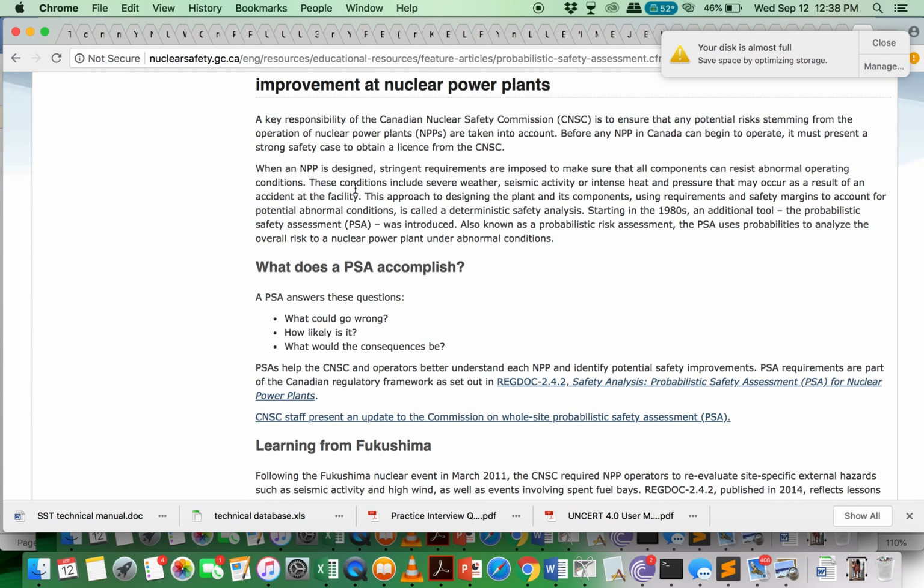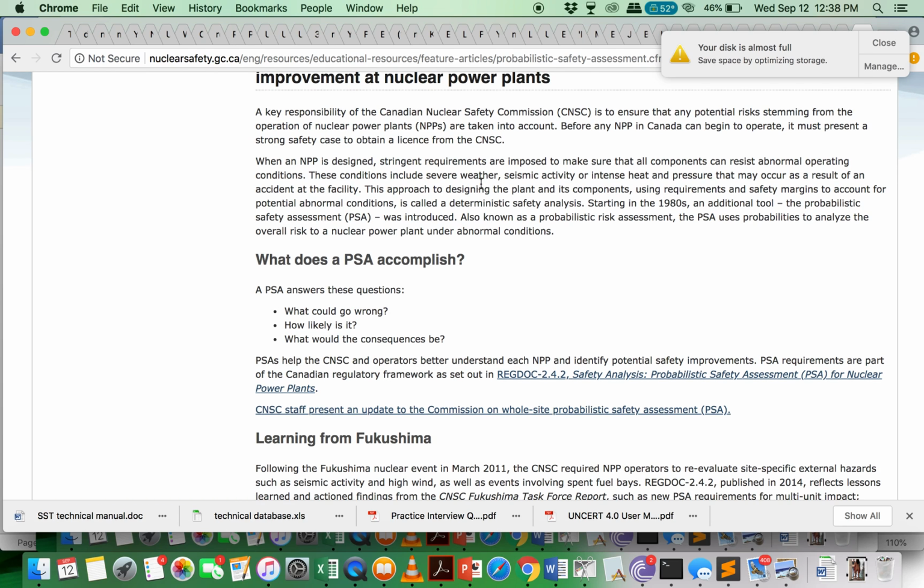When an NPP is designed, stringent requirements are imposed to make sure that all components can resist abnormal operating conditions. These conditions include severe weather, seismic activity, or intense heat and pressure that may occur as a result of an accident at the facility. This approach to designing the plant and its components using requirements and safety margins to account for potential abnormal conditions is called a deterministic safety analysis.